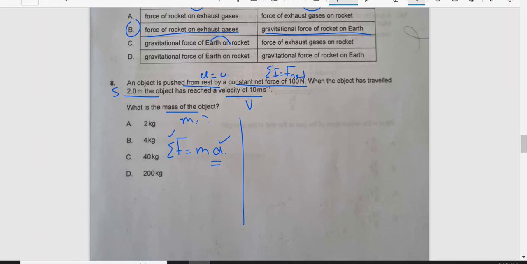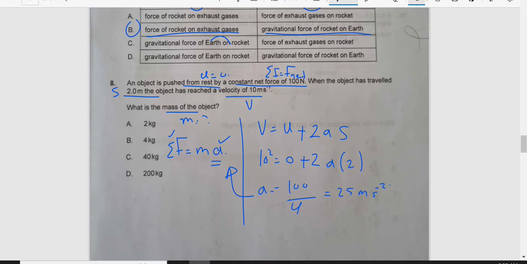I'm going to use a SUVAT equation. Since I don't have time, we're going to use the timeless equation: v final squared equals u initial squared plus 2a times the displacement, s or delta x. This is 10 squared equals 0 plus 2 times a, the acceleration I do not have, times the distance, which is 2. So the acceleration will be 100 divided by 4, which gives us 25 meters per second squared.